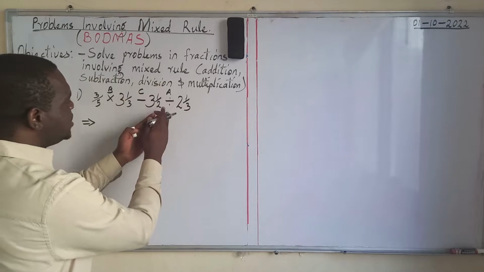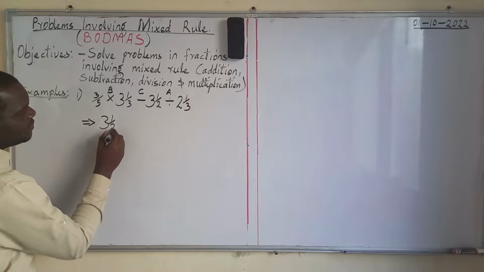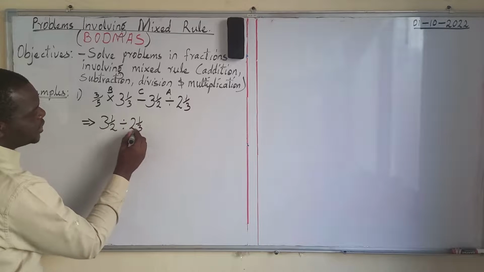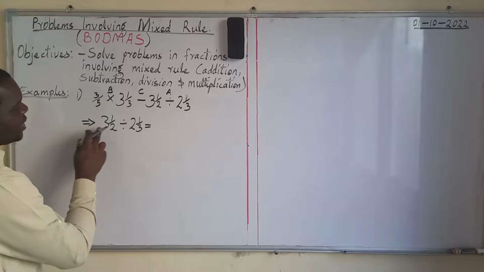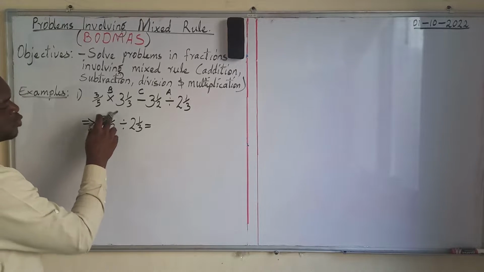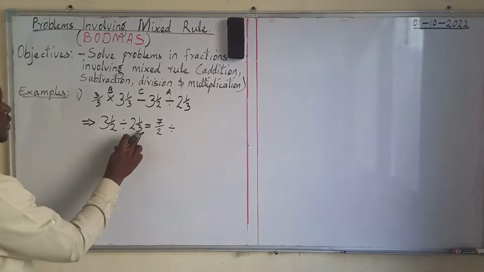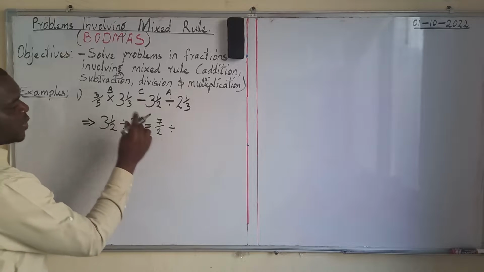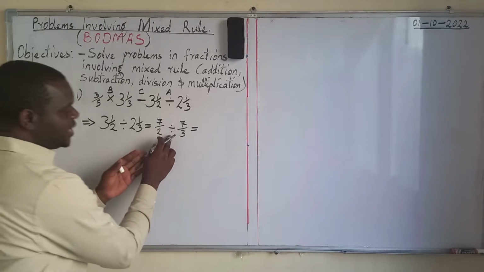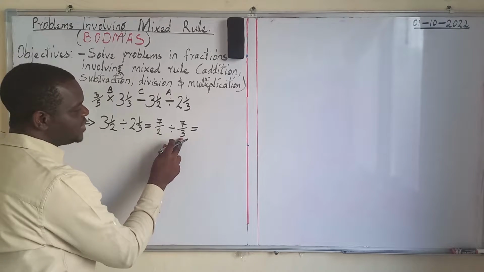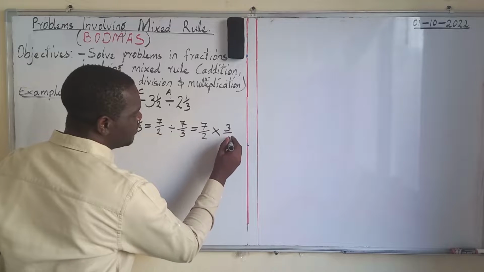And in A, in solving division, we take what is to the left and what is to the right. To the left, we have 3½ divided by 2 1/3. First, we change the mixed fraction to improper fraction. 2 times 3 is 6. 6 plus 1 is 7. 7/2 divided by 3 times 2 is 6. 6 plus 1 is 7. 7/3. And in this case, we are going to change the sign and invert the second fraction. It will become 7/2 times 3/7.